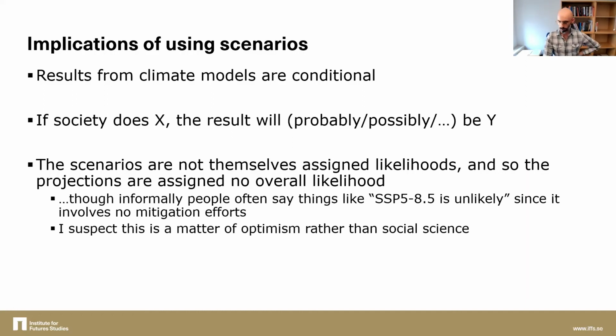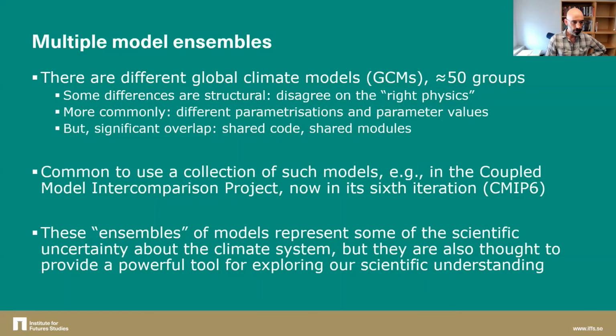All right. I think I'm running a bit late, but I can do maybe a couple minutes on this, multiple models. So the other thing was that we don't know how good these models are for various deep reasons. We don't know how good they are at capturing the actual physical relationships. So what ends up happening is that collections of models are used. So there are lots of different global climate models. There are about 50 groups around the world who develop these complex models.